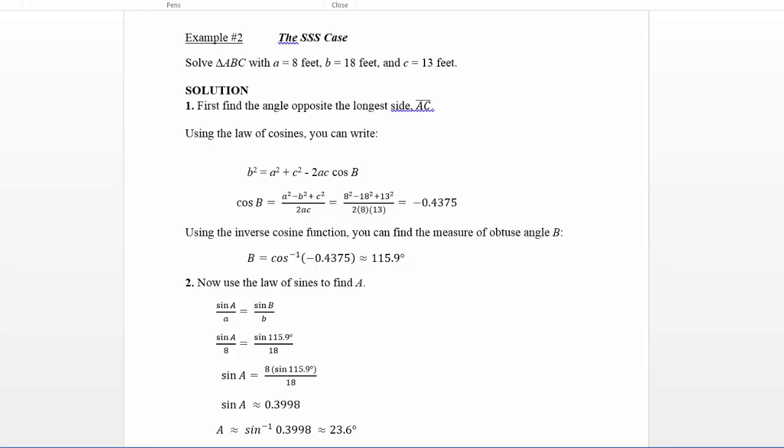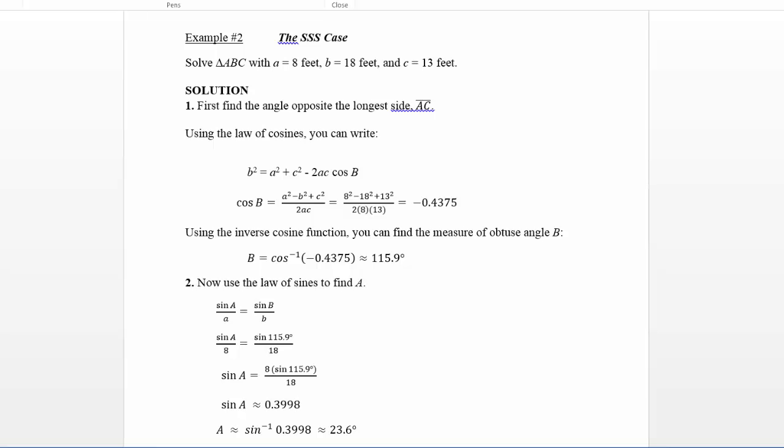However, what I would suggest to you is this. When you start this, you can see in step 1, when we're choosing which law of cosines to use, we suggest to you to use the angle opposite of the longest side. So if you drew this out, you can see that side B is the longest side at 18 feet. So in this case, you're going to want to use the law of cosines that has side B, and thus you will end up solving for angle B.